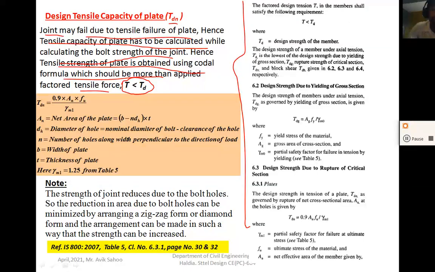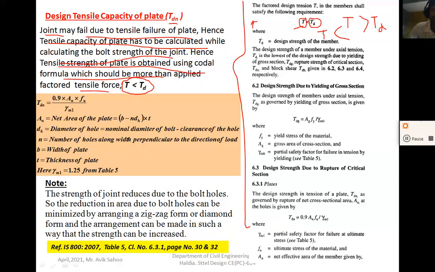Okay, T is the applied tensile force. What tensile force is applied? So that you know, and this is the design tensile capacity of the plate. The tensile capacity of the plate should be more than the applied tensile force. So that is the design criterion of the plate that you always have to verify. If T, the applied tensile force, is more than Pd, then what happened? What does it mean?